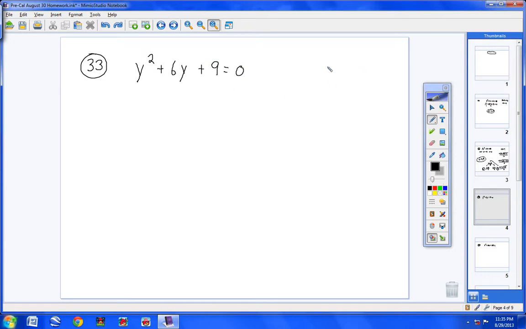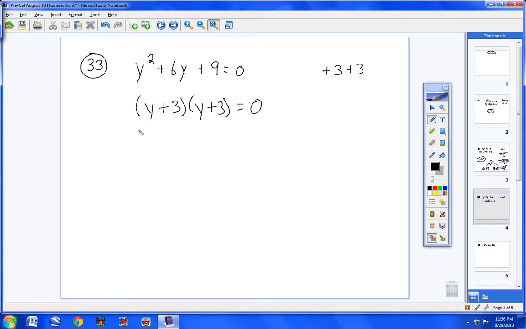I'm not going to take time and do that. I'm just going to tell you right now, this is the group you want. A positive times a positive will give you 9, and if you add those, you get 6. So the factorization would be y plus 3 and y plus 3 equals 0.